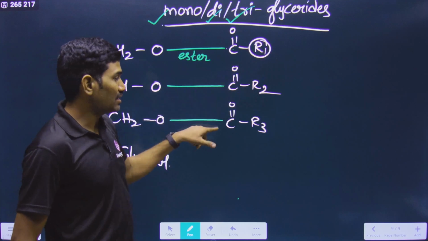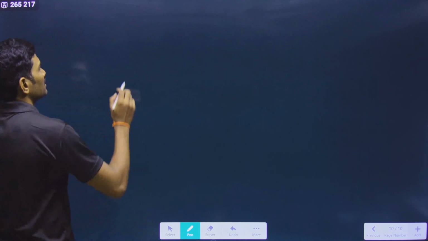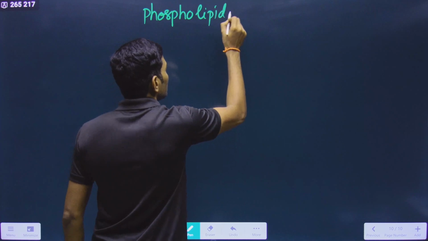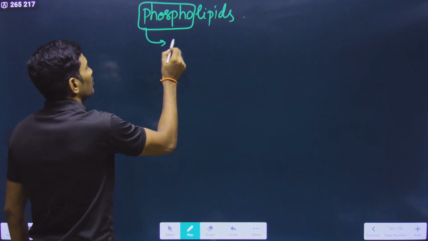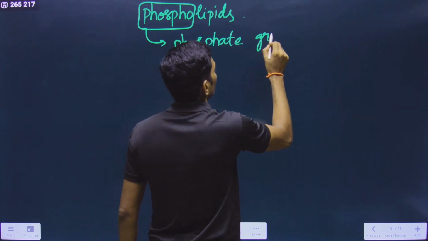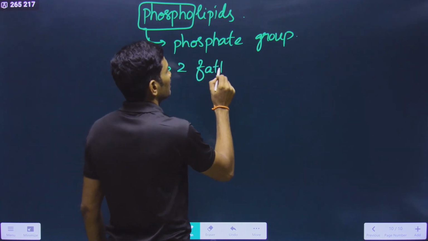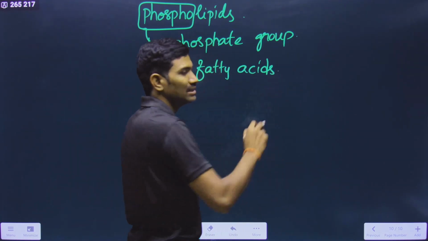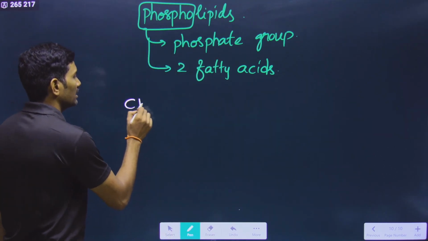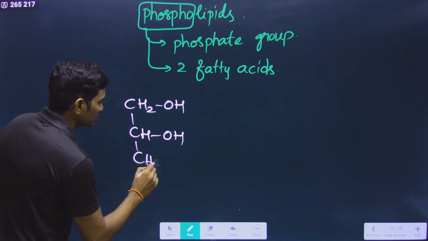So two fatty acids are present. But at the third carbon, what is present? Instead of fatty acid, a phosphate group is present. Now we are talking about phospholipids. In these phospholipids, the phosphate group is present. Phospho, that's why they have a phosphate group. Along with the phosphate group, they will have two fatty acids. Now observe this content carefully. What is the general way of writing these phospholipids? First you need to write glycerol, CH2OH, CHOH, and then CH2OH. This is the glycerol, right?